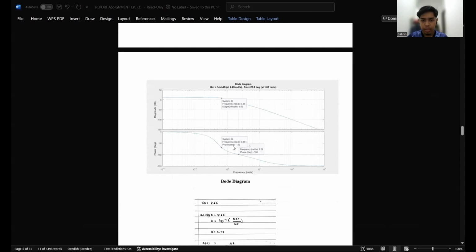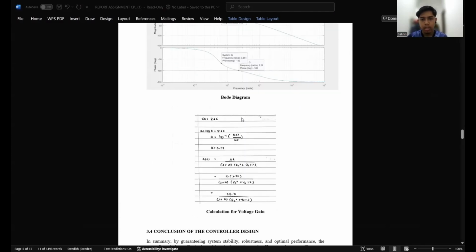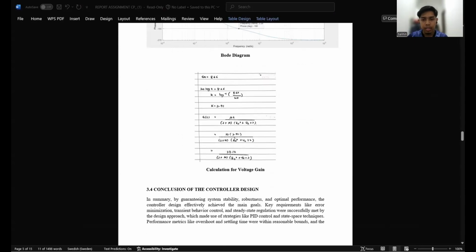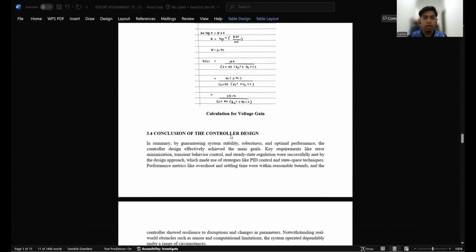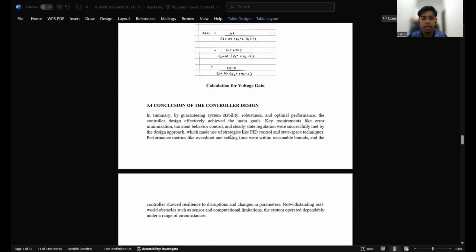So we get a phase of 102 and the frequency 0.651, and then the magnitude we get is 8.66. This is our gain margin calculation. For conclusion, the controller design achieves system stability, optimal performance, and robustness. Using the PID and state space techniques, the system performance is reliable, with limitations such as discrete sensors and computational limitations.